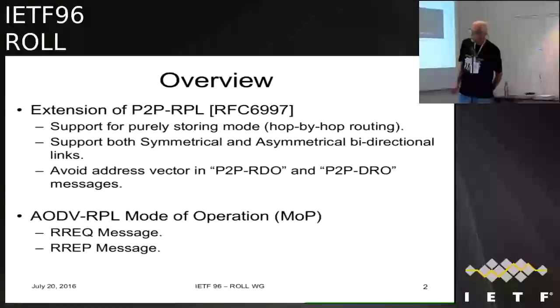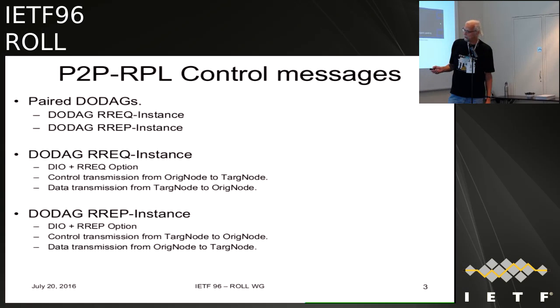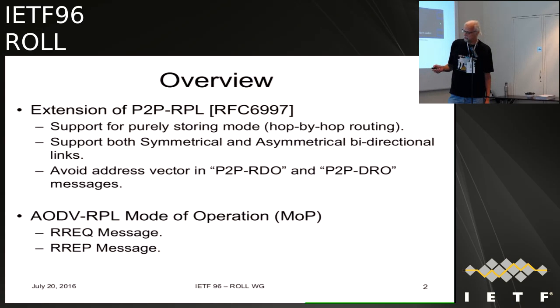So as I mentioned, we want to support both symmetrical and asymmetrical bidirectional links, and in order to reduce the number of bits going over the air for non-storing mode, we'd like to avoid having to carry the address vector for that. So we have designed this to use a new mode of operation, and the new mode of operation allows the insertion of the route request and route reply messages.